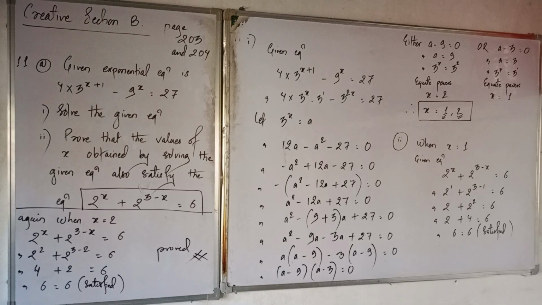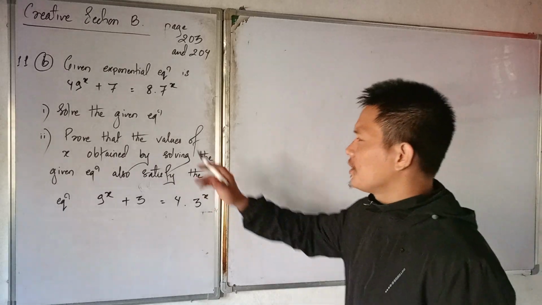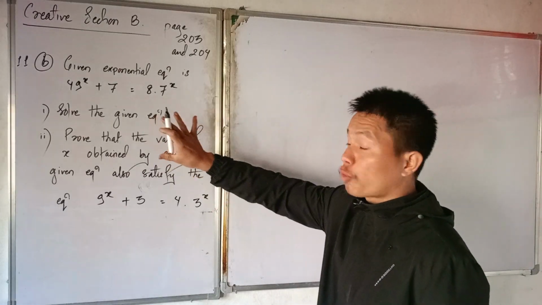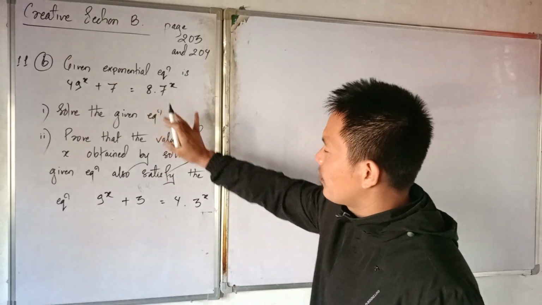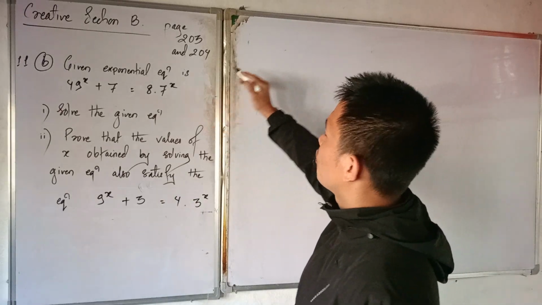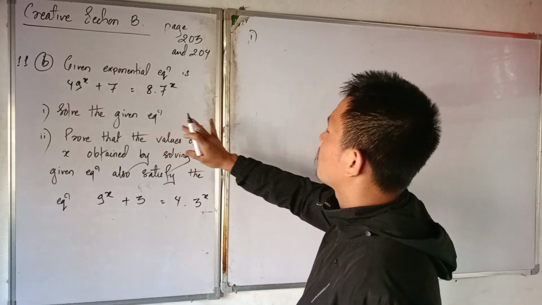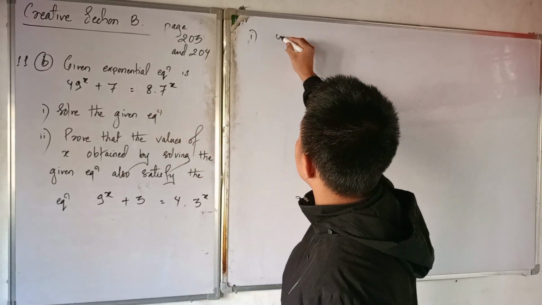11a I have done. Let's move on to 11b. While doing 11b, you will be more clear. Only the equation is given. The question is the same, only the simplification part is different. So solve the given exponential equation.